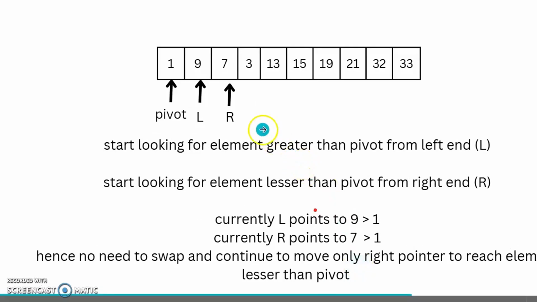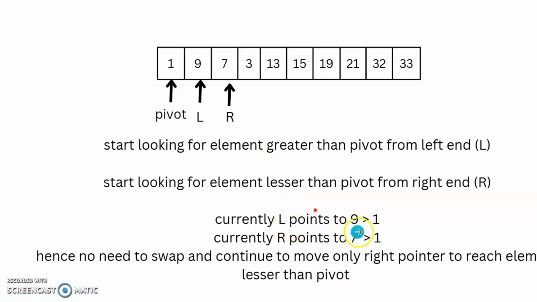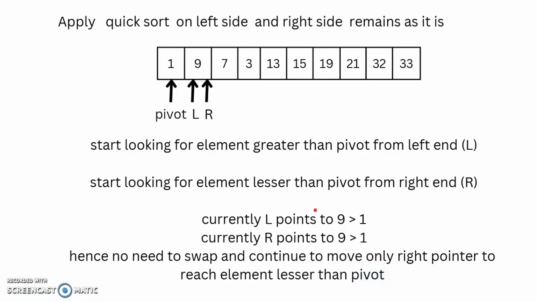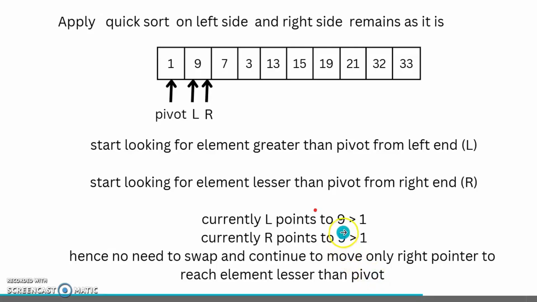When you move the right pointer one step, the left pointer L points to 9, greater than 1, and R points to 7, again greater than 1. So no need to swap, and continue to move only the right pointer to reach the element lesser than the pivot. Again, if you move the right pointer one step, both L and R point to the 9, which is greater than 1. So again no need to swap, continue to move only the right pointer.